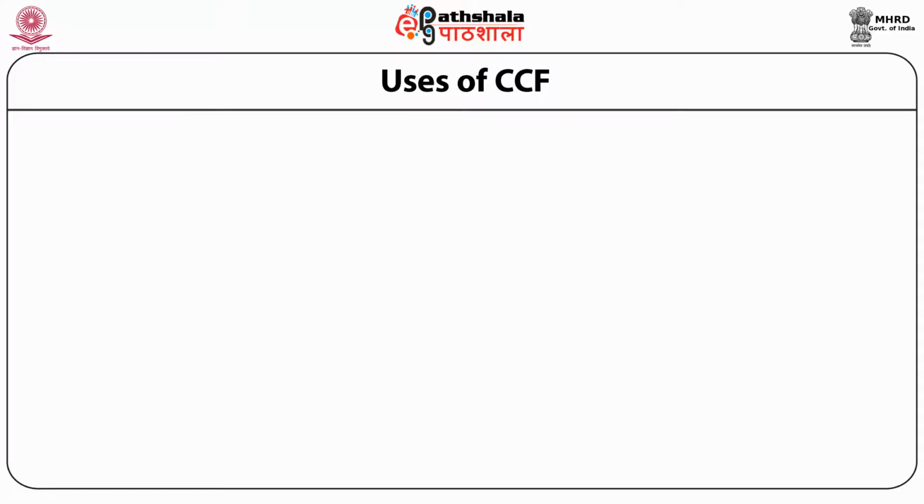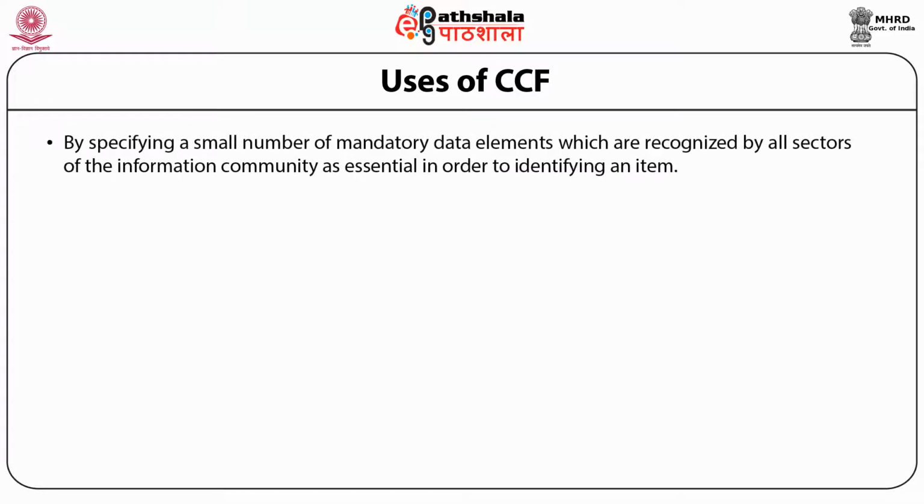So, uses of CCF. How will we use this? By specifying a small number of mandatory data elements which are recognized by all sectors of the information community as essential in order to identify an item. There are two words, mandatory and optional. Mandatory data elements means compulsory data elements that you must give, so that they will be recognized by all sectors of the information community in order to identify an item. To identify an item, whether a document, work or book, you must apply some common mandatory data elements.